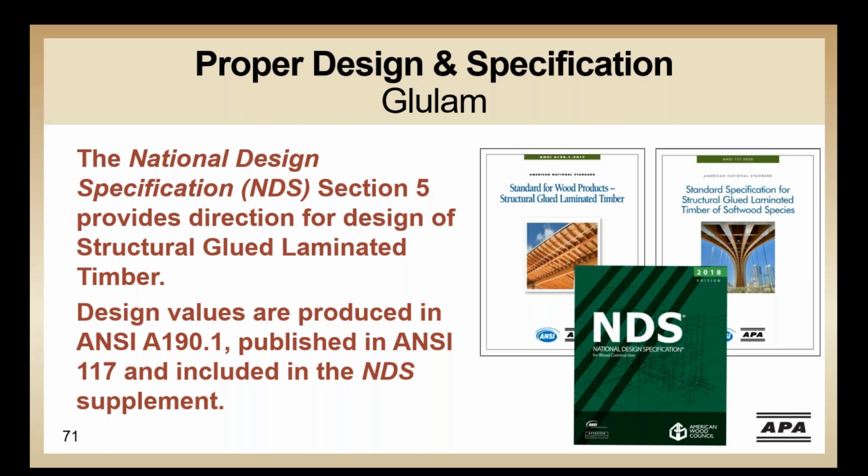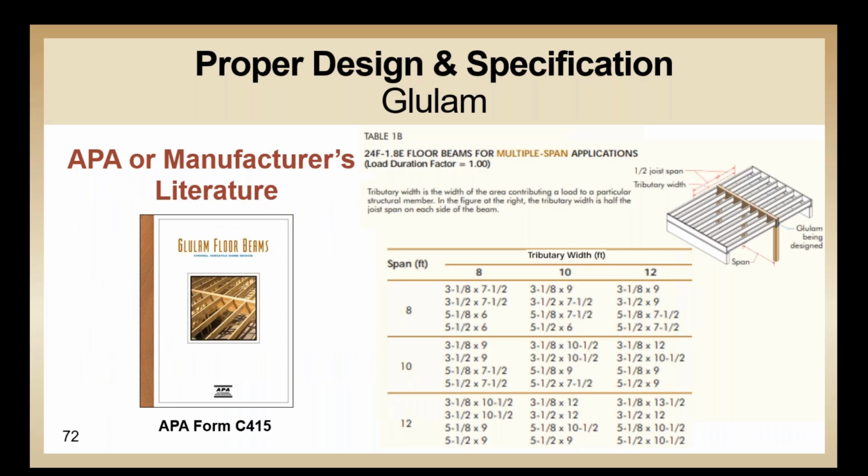Design of glulam beams can be done using basic engineering mechanics, using allowable stress design as detailed in the National Design Specification for Wood Construction. The design values for glulam are consistent between manufacturers, produced in accordance with ANSI A190.1 and published in ANSI 117. This is included in a separate NDS supplement publication. Since product design values are consistent across manufacturers, APA is able to support design-based literature for glulams, in addition to standalone literature for the glulam manufacturers.